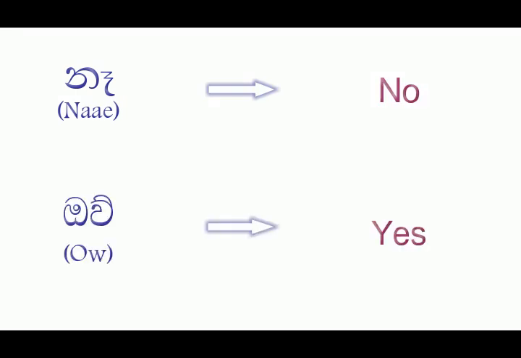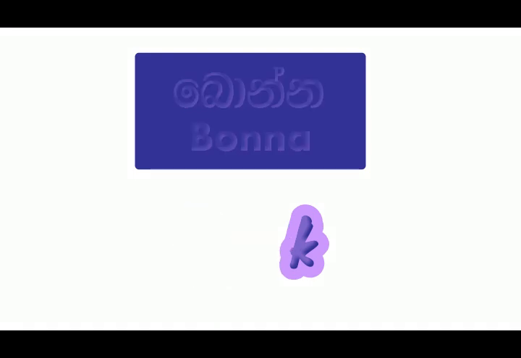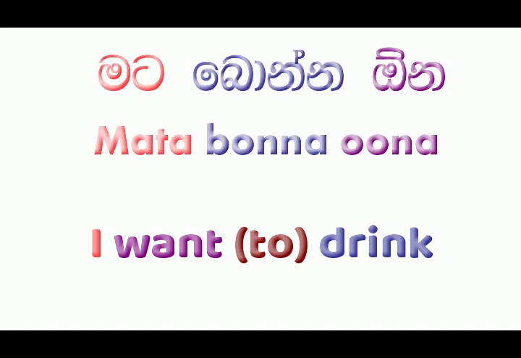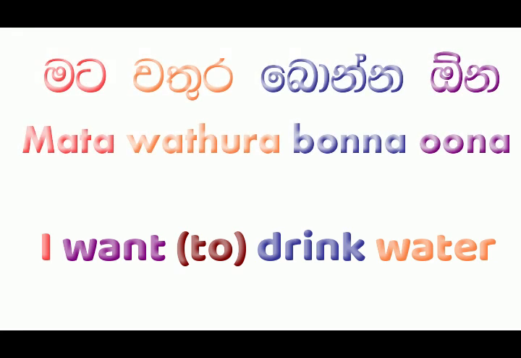Next word, bonna, meaning drink. Now, tell me, how do you say, I want to drink? Mata bonna ona. Mata means to me. Bonna means drink. Ona means want. If you want to say, I want to drink water, it is mata vatura bonna ona. Vatura means water.